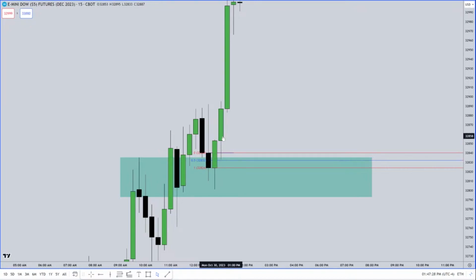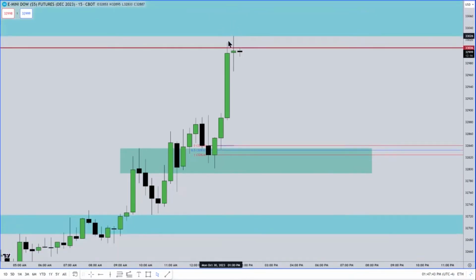But look what it does on this candle. It opens, trades down, doesn't even touch the mean threshold of that candlestick's body, and then closes up here. What does that tell you? You're on side if you're long. Don't get shaken out of it. Reach for that relative equal high, which is up here.